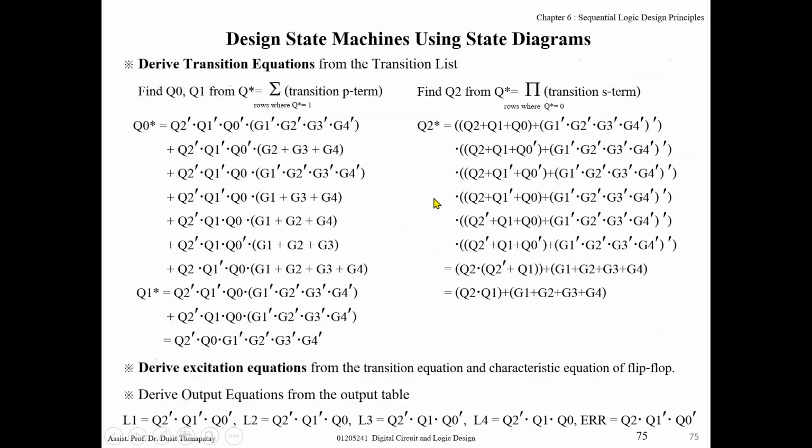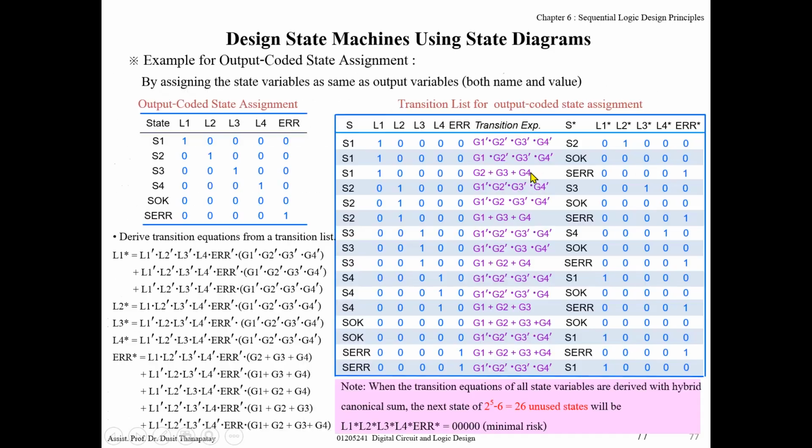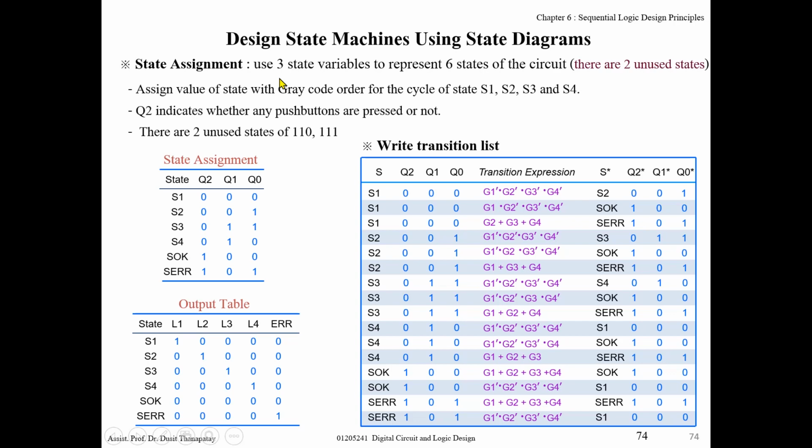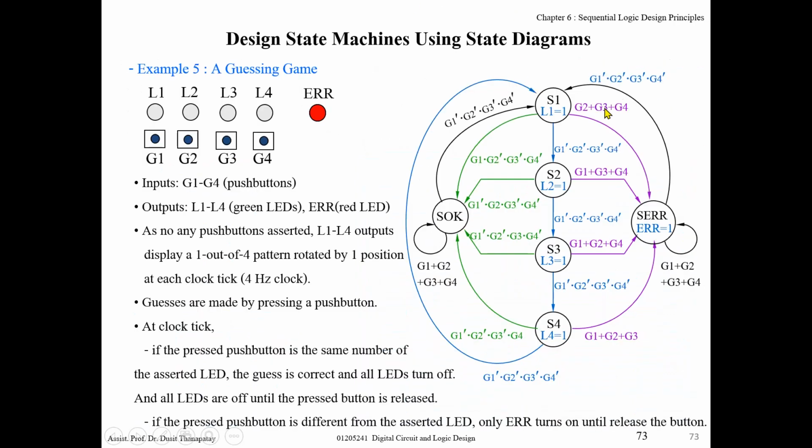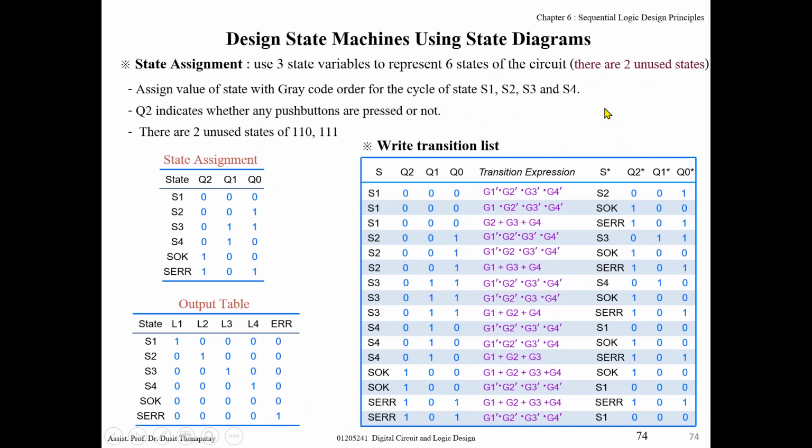Now you can use this equation to implement this guessing game. Next example: actually, it's the same problem, but please treat it as a new example. I will use the same state diagram to design. The difference is the state assignment. I will use a different state assignment.